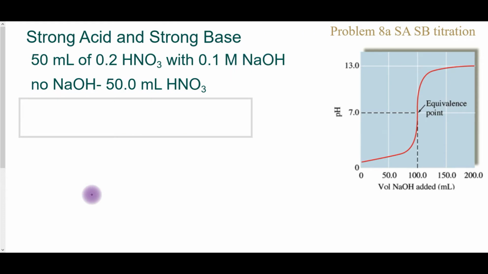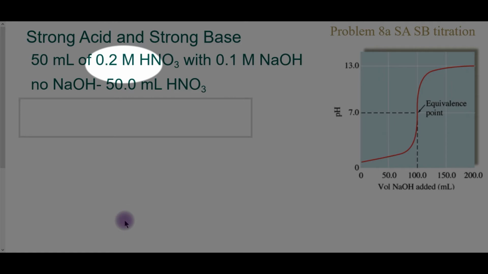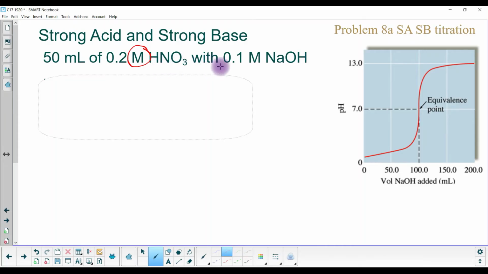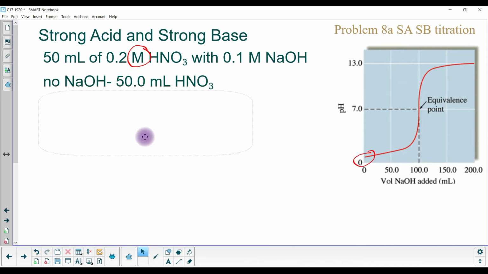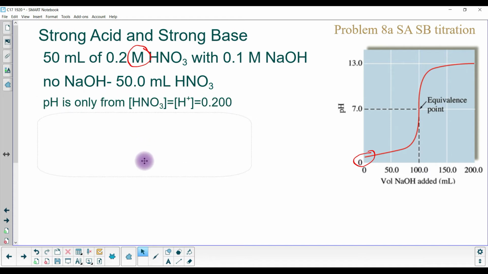We're going to look at this strong acid, strong base titration. We are starting with 50 milliliters of 0.2 molar nitric acid being titrated by 0.1 molar sodium hydroxide. At this point in the titration, no sodium hydroxide has been added. It is simply a pH problem. Because the pH is only from the nitric acid, which completely dissociates, being a strong acid, the hydrogen ion concentration is the same as the molarity of the nitric acid. Taking the negative log, the pH is 0.7.